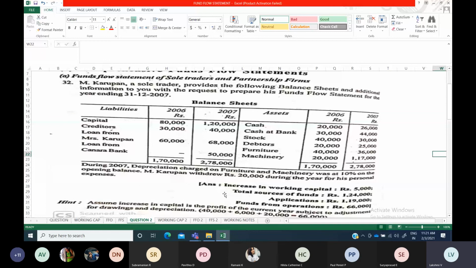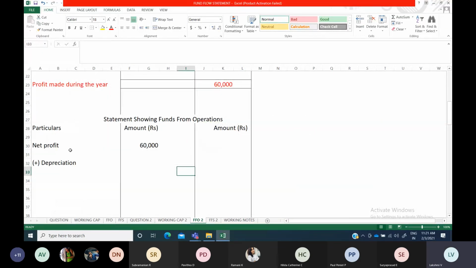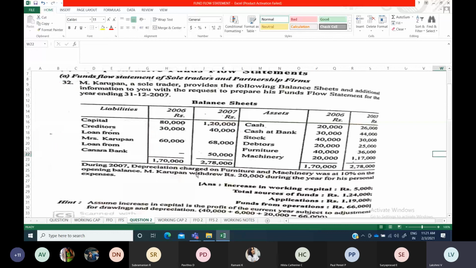So to depreciation on furniture, on machinery. Okay. So furniture 40,000 into 10 by 100, 4,000 you will get. And similarly 20,000 into 10 by 100. So you should be very careful.